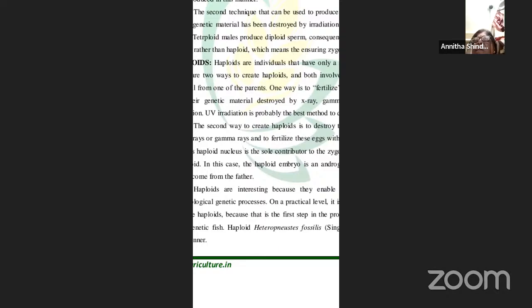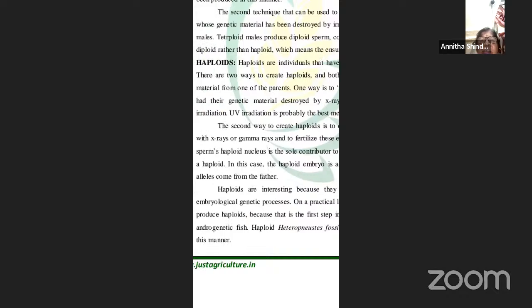So either way, you can damage the egg or you can destroy the sperm. Both of them will result in the same. If the egg is destroyed, the chromosomes will come from the sperm. And if the sperm is destroyed, the chromosomes will come from the egg. So that means it has only 1 set of chromosomes, not 2 sets. That is why it results in the production of only 1 set of chromosomes. That is nothing but the haploid.